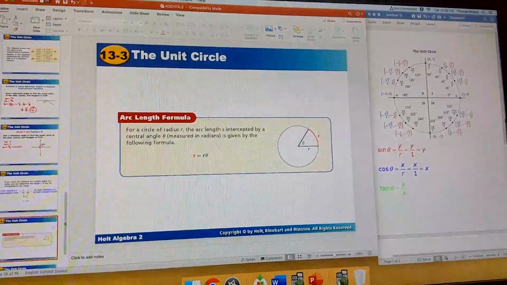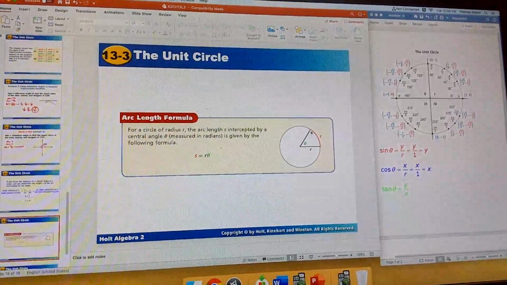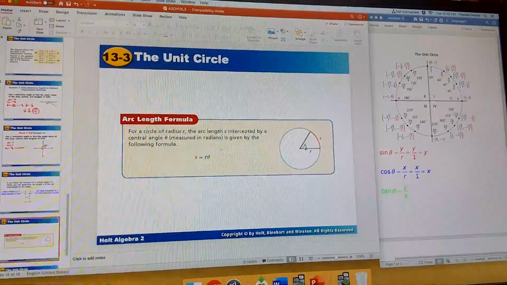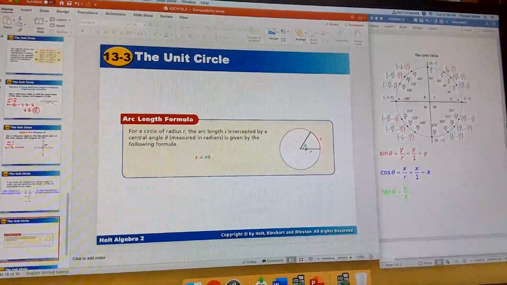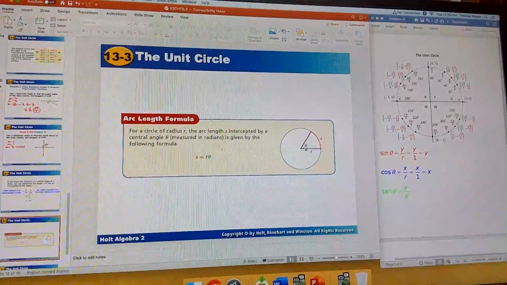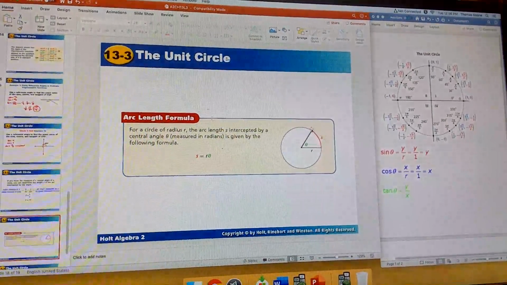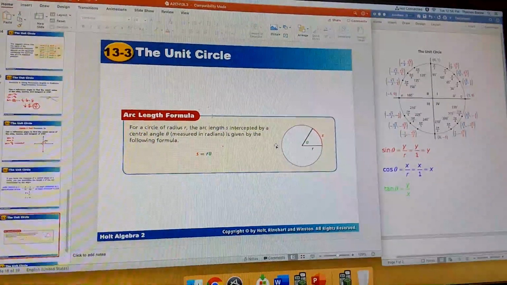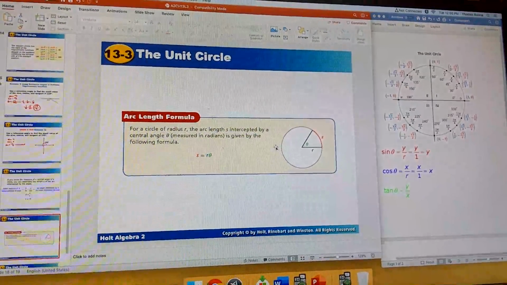So in a little picture here, here it is. To find this arc length here, just take this angle. Now again, that angle has to be in radians. That's the benefit of using radians, because it's a length. And we can multiply that by the radius. That will give you this length right here. And again, you'll have a problem or two that you'll have to work on. So make sure you have that.